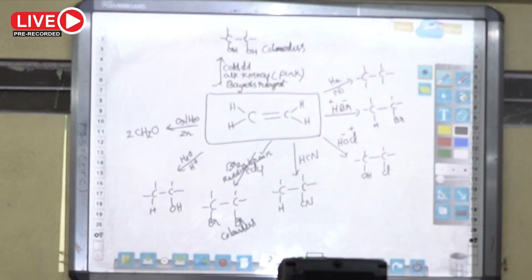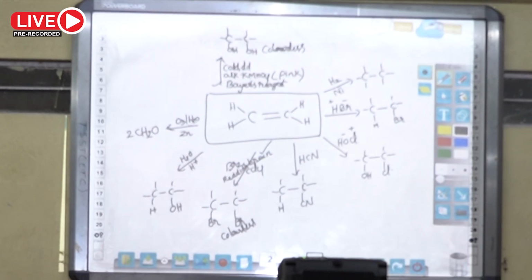CCl4 acts as a medium because bromine is highly pungent, you can't inhale the odors. So bromine is dissolved in CCl4. The reddish brown bromine is added to ethylene gas, or ethylene gas is passed through it. Immediately it becomes colorless. That is due to the formation of a dibromo derivative called 1,2-dibromoethane. With Bayer's reagent you are getting ethylene glycol.